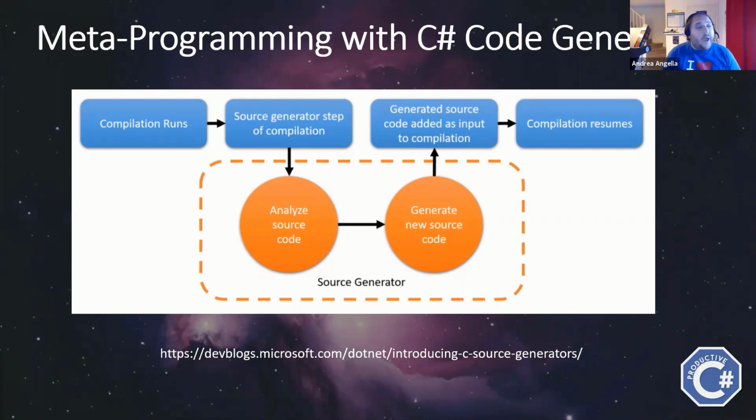There is no way to edit existing code. You can only add new code, and that was by design to avoid making the C# compiler too complicated. And that's how source generators work. There's a link there that explains how you can try that. It's currently in preview, but it's actually quite an interesting feature that enables metaprogramming in C#.